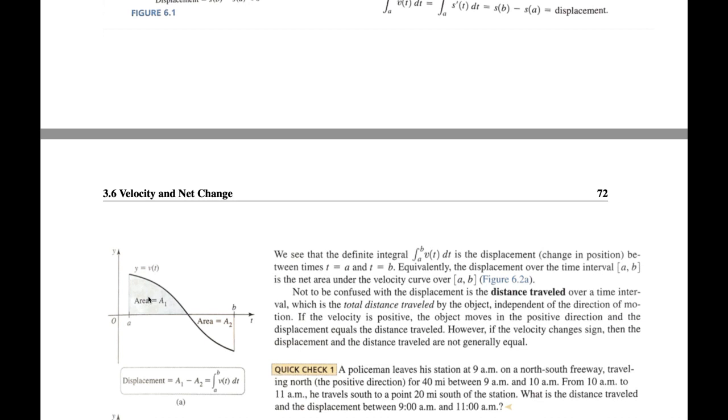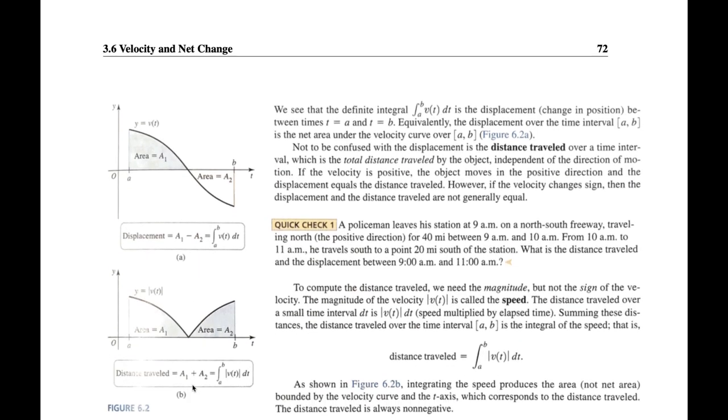The area A1 tells us how far the object moved in the positive direction. The area A2 tells us how far it moved backward, and the net area A1 minus A2 is the displacement of the object. Don't confuse the displacement with the distance traveled. It is the same difference as between net area and total area. If you want to calculate the distance traveled, you need to integrate the absolute value of the velocity, which would be the speed.